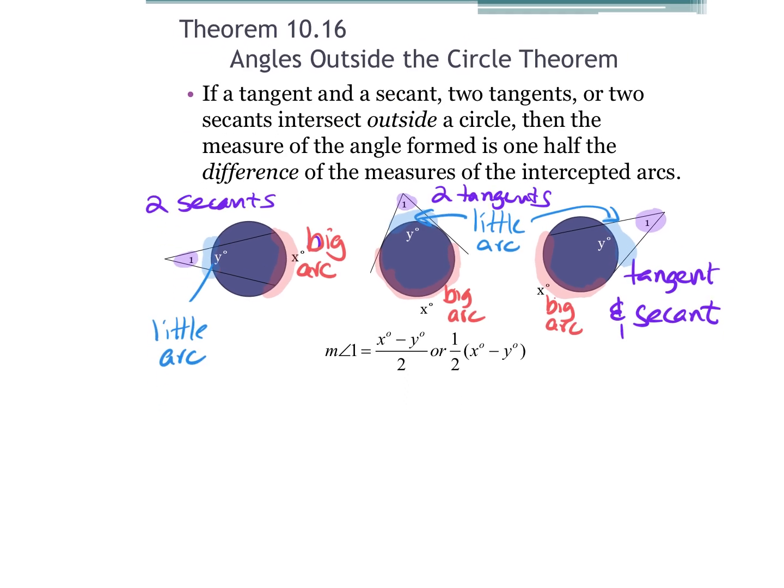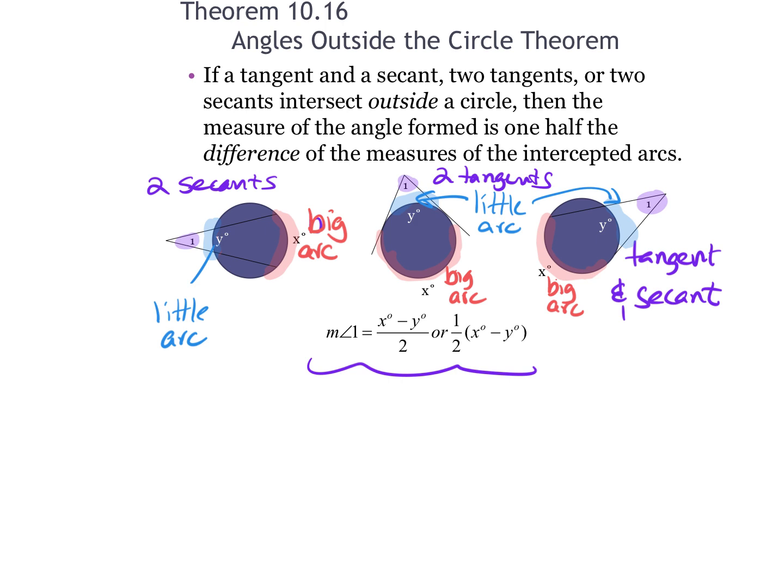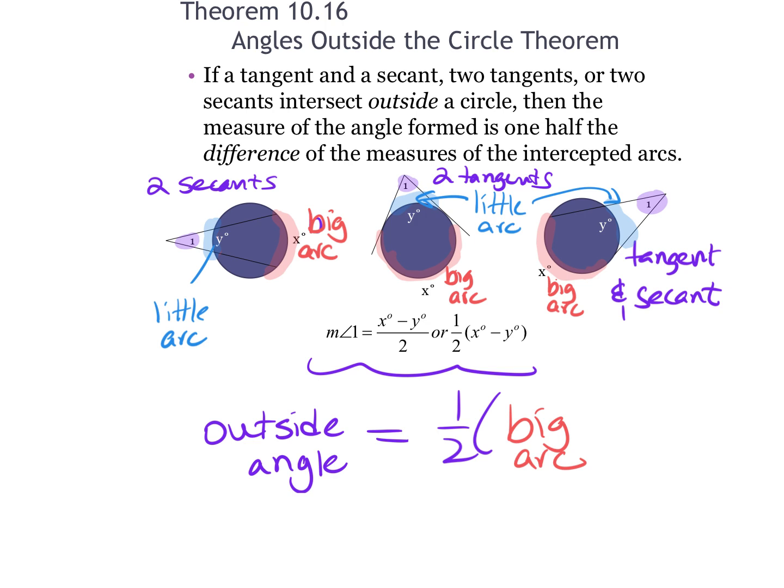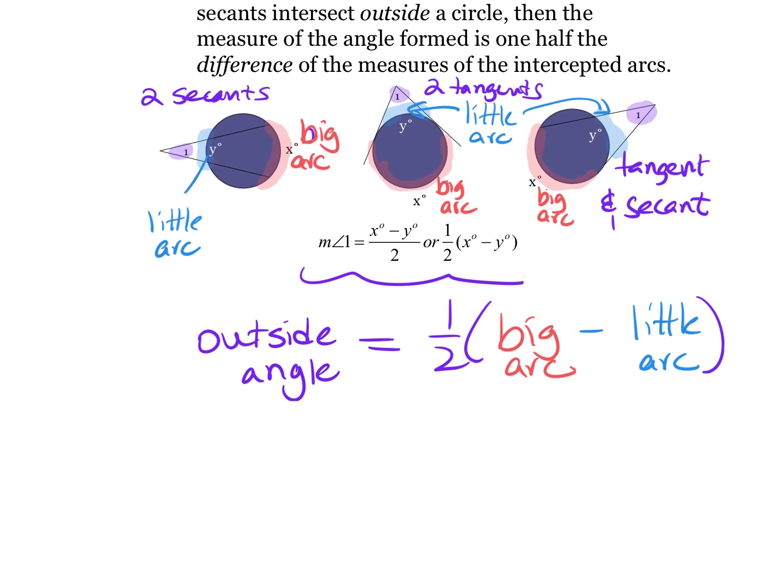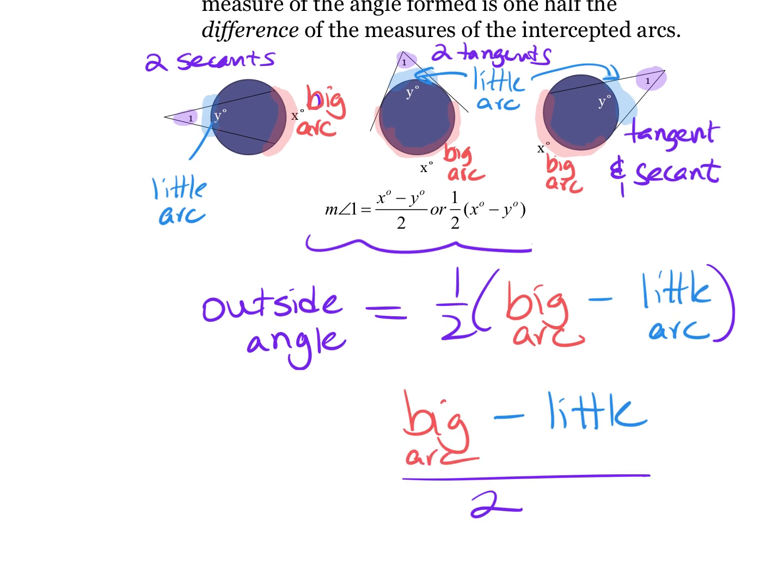So the formula I'm going to use, instead of memorizing this, which you can as well, is the outside angle, and in this case it's angle 1, is going to equal 1/2 of the big arc minus the little arc. Or you could also do big arc minus little arc, and then divide it by 2. Either way, that's going to give you the measure of angle 1. In all 3 scenarios, it's still the same formula: big arc minus little arc times 1/2, or big arc minus little arc divided by 2.